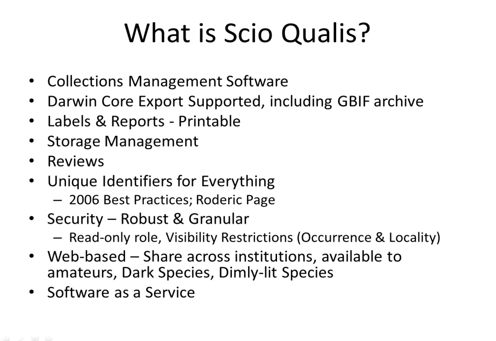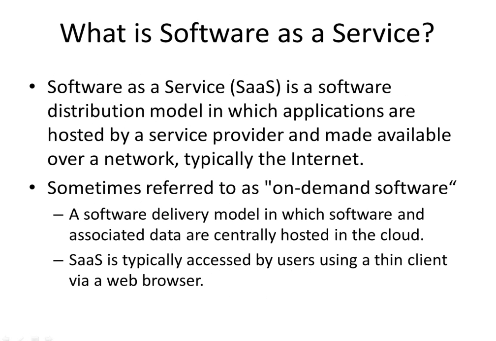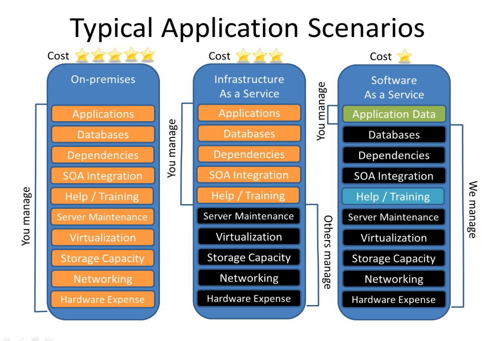Scio Qualis is provided as software as a service. For anyone not familiar with it, software as a service is a distribution model in which applications are hosted by a service provider, in this case Scio Qualis, and made available over a network, typically the internet. Your typical application scenario going back, say, 10 years would be the on-premise application model, where you're responsible for managing pretty much everything, from the physical hardware of the servers to the networking, the patching and maintenance of those servers, and of course the databases and applications themselves.